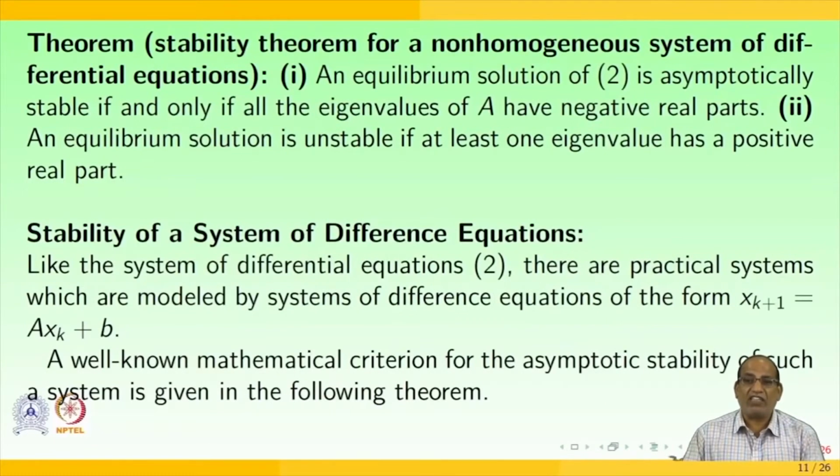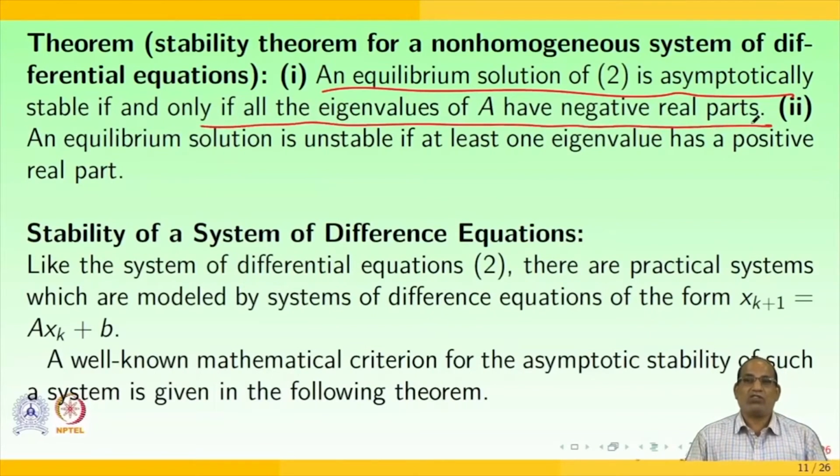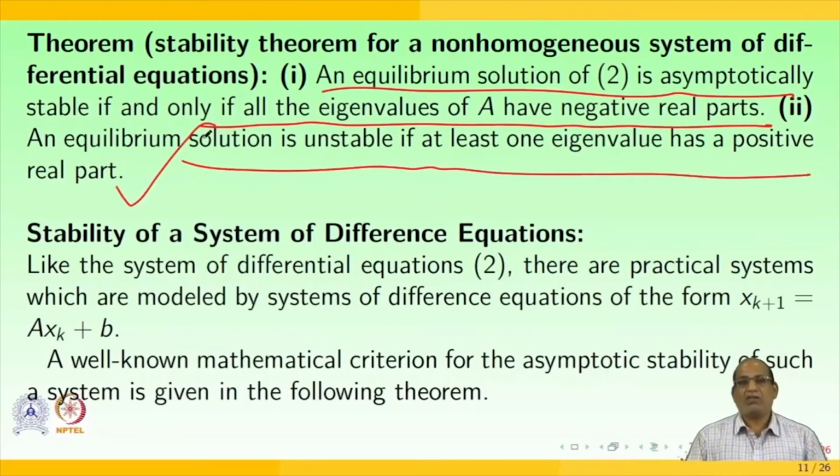Let us look at a further stability theorem for non-homogeneous systems of differential equations. An equilibrium solution of 2 is asymptotically stable if and only if all the eigenvalues of A have negative real parts. An equilibrium solution is unstable if at least one eigenvalue has a positive real part. So, that is stability of a system of differential equations.